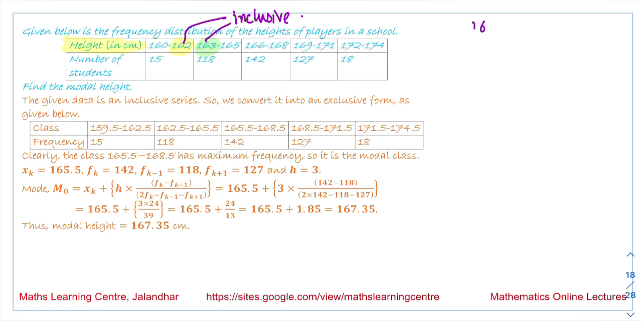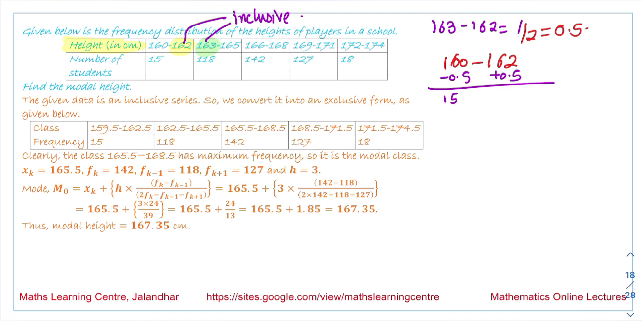So how are we going to convert it? 163 minus 162, the value we have is equal to 1. Half of this value is equal to 0.5. So we are saying, when the interval we have is 162, what we have to do is subtract 0.5 from this, and add 0.5 to this.